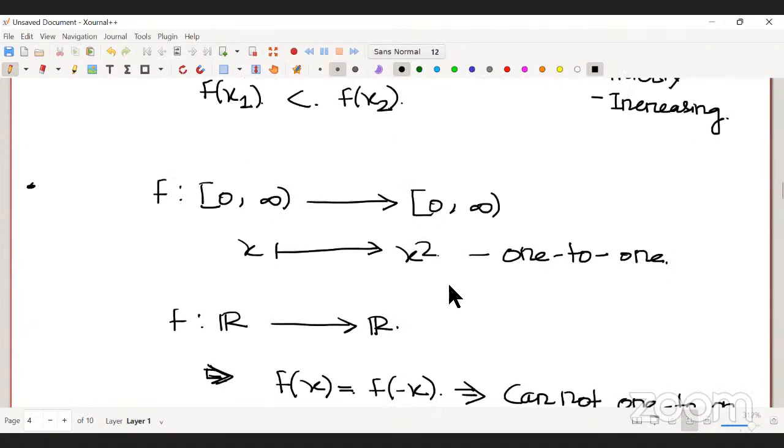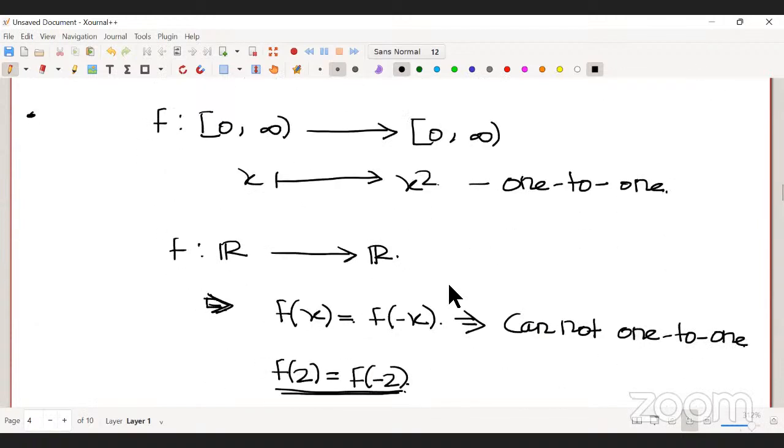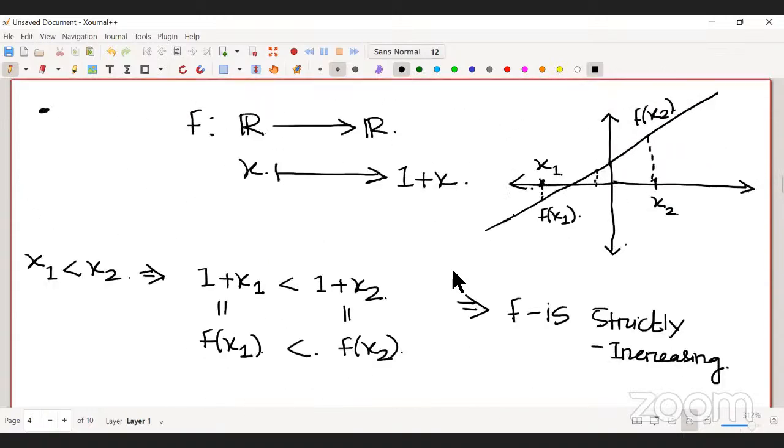So which example? Someone asked me for an example. Yes, sir, that one is a strictly increasing function. With this example, sir, can you substitute some values and show me, for f of x1 and f of x2? Which value do you want? Let's say f of 2. What is the value of f of 2? It is 1 plus 2, which is 3.